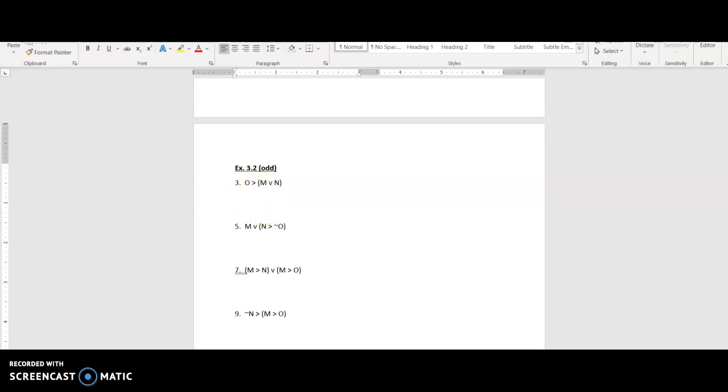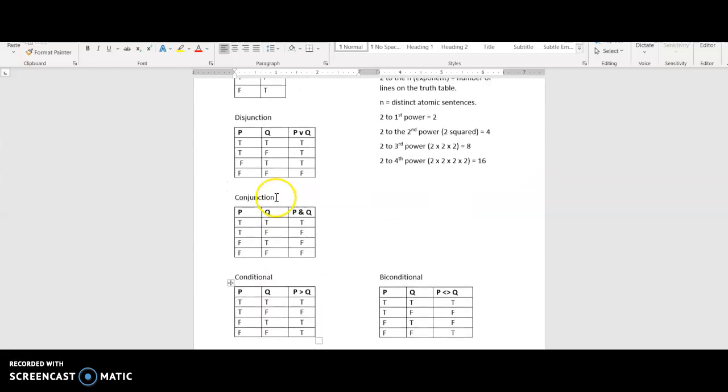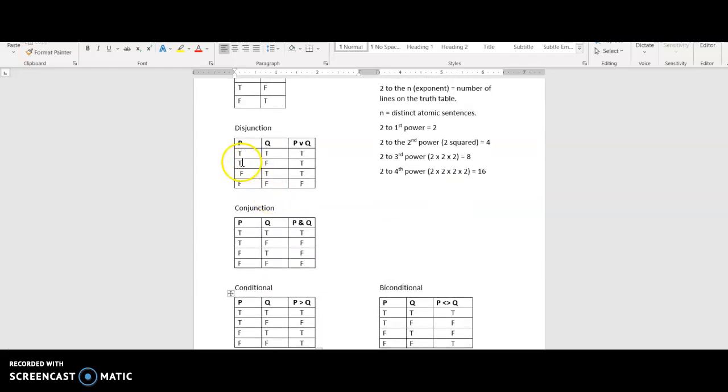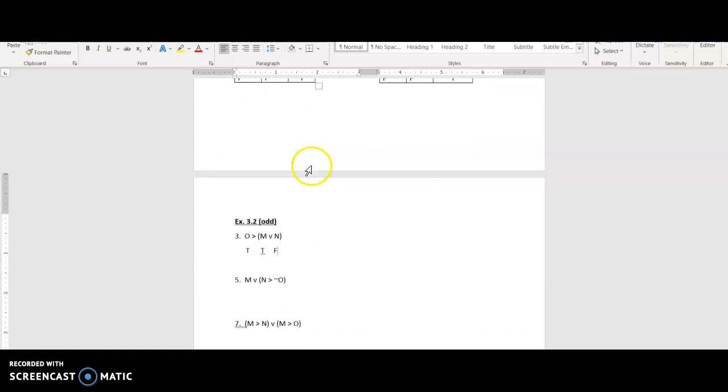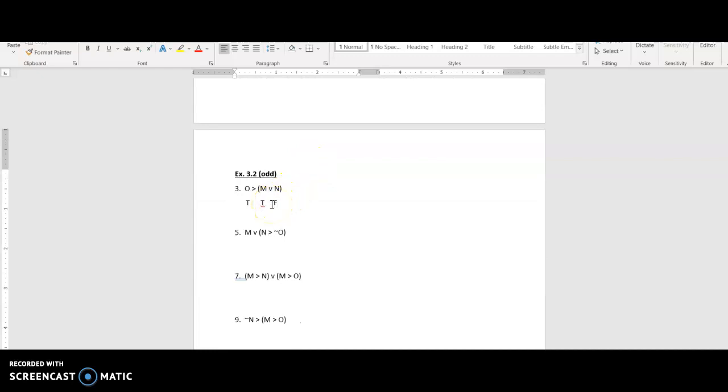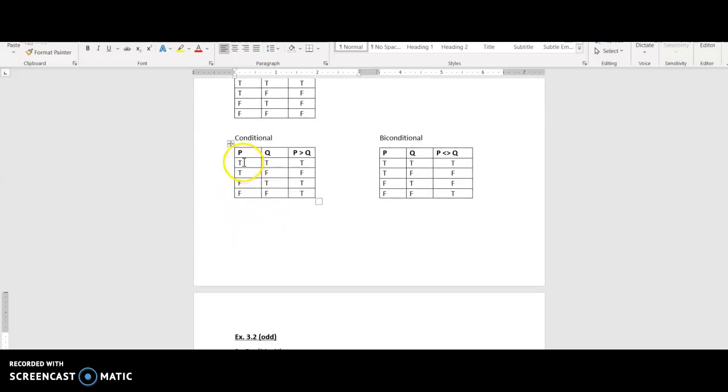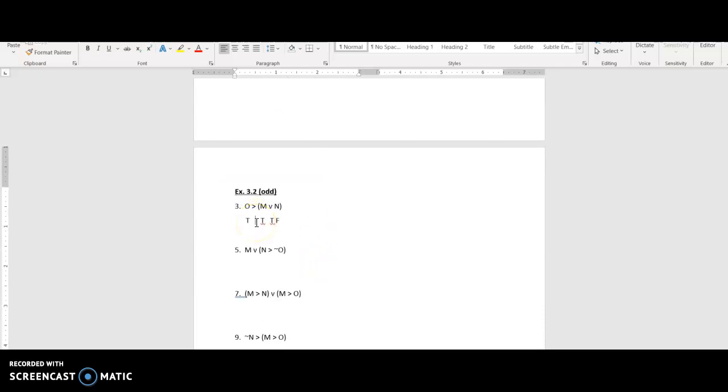We're given truth values. O is true, M is true, N is false. We start inside parentheses. Disjunction. If we have a true and false disjunct, you can go back up to the disjunction truth table. True first disjunct, false second gives us a true sentence. So that means inside the parentheses we have a true sentence. Now we have a true antecedent and a true consequent. So again, if you go to conditional, true antecedent, true consequent gives you a true conditional.